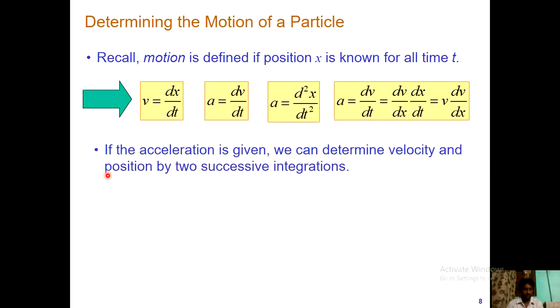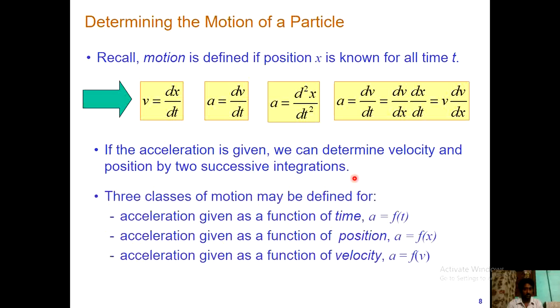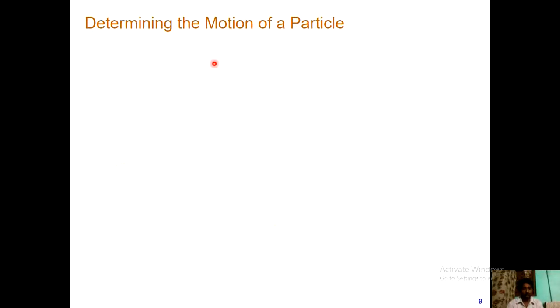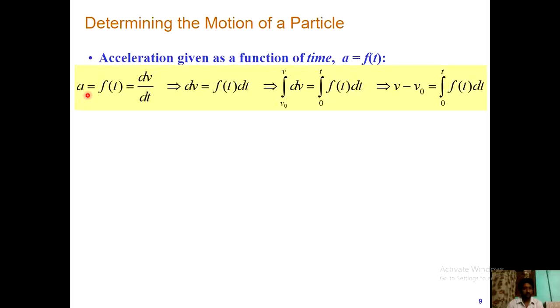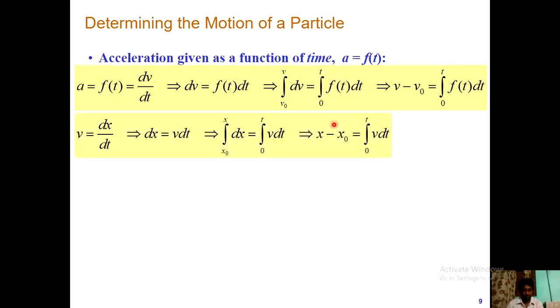We could determine everything by successive integrations also. By integrating everything, we could also go back to the earlier quantities. Okay. Determine the particle's motion when the acceleration is a function of time. That's why we could write a is equal to f(t) is equal to dv by dt. So dv is equal to f(t) into dt, after integrating with lower limit 0 and upper limit t. So we'll get an equation of this one.